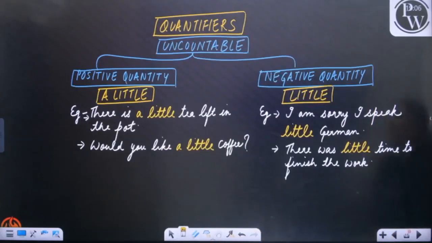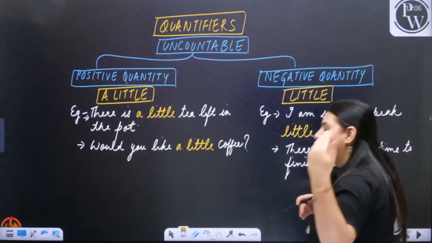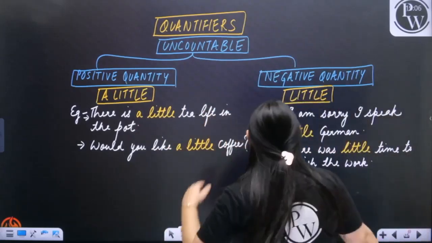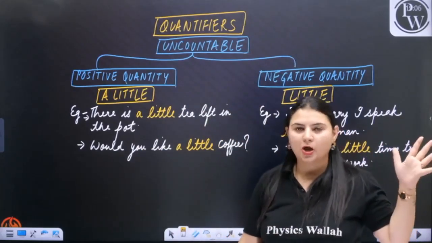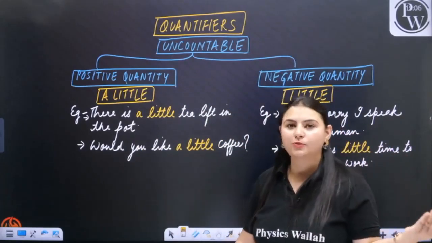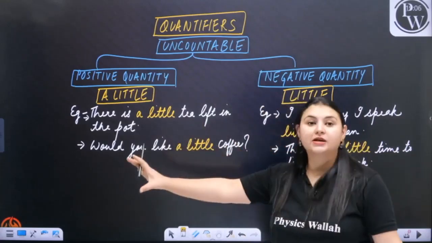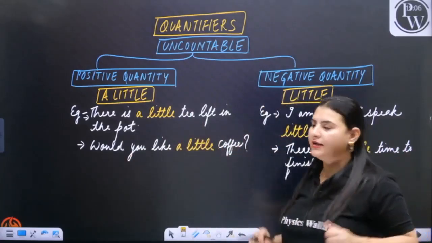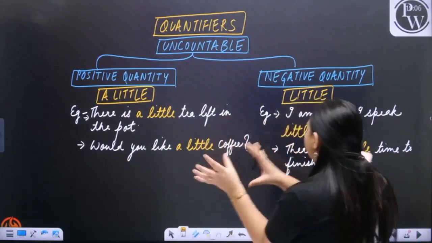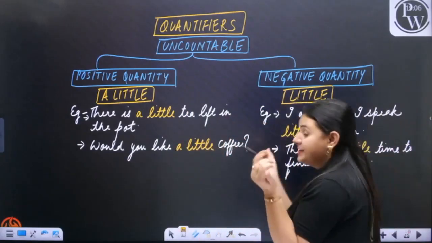Now, let's talk about uncountables. Uncountable, a little and little. A little and little is not used with countable objects. It is only used with uncountable objects. But the difference here is positive quantity and negative quantity, as we saw in the earlier case. There is a little tea left in the pot.